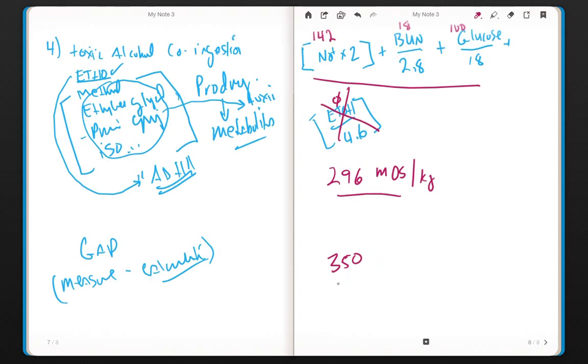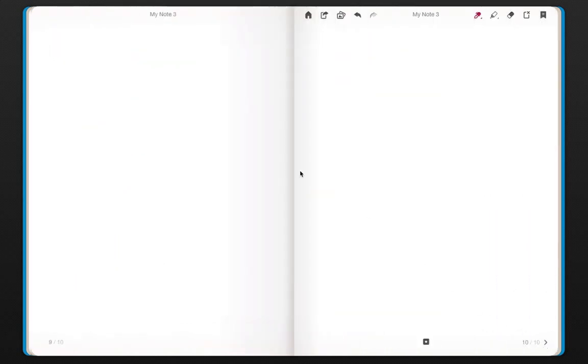Okay, so now that I have my calculated, I can go back, and my measured was 350, and I'm going to subtract from that 296, my calculated. Let's do some quick rearranging here. That gives me a gap of 54. It's much higher than 10. So an elevated osmolal gap does indicate the presence of a toxic alcohol. So we are fairly well justified in saying that we would want to assume a possible toxic alcohol co-ingestion.